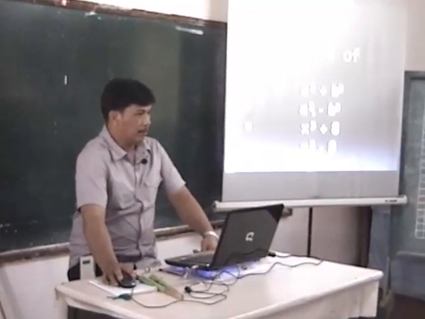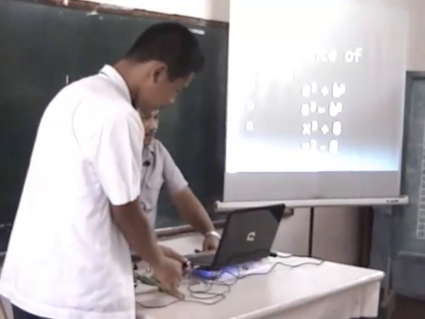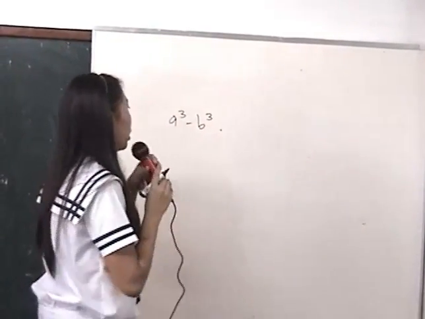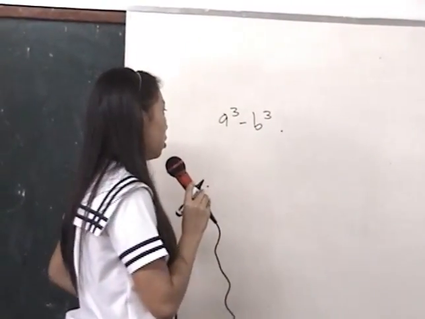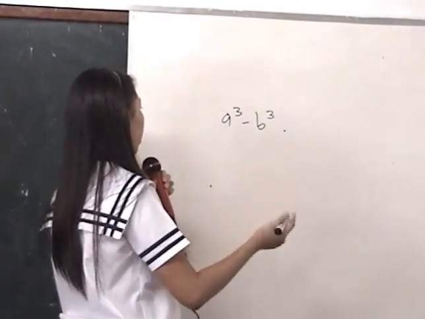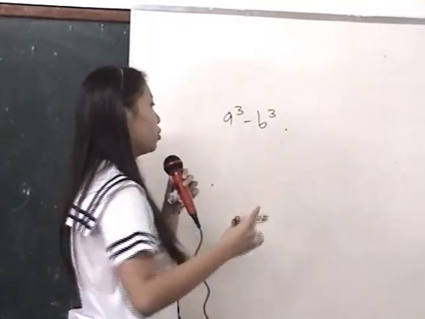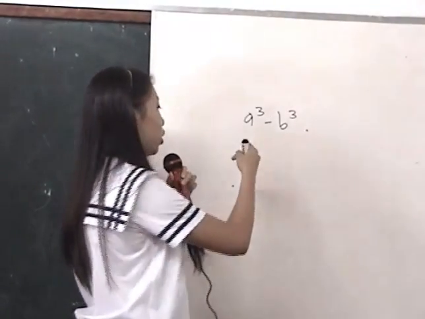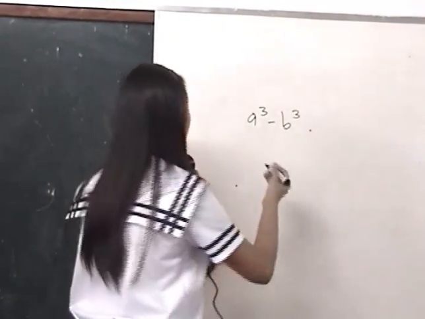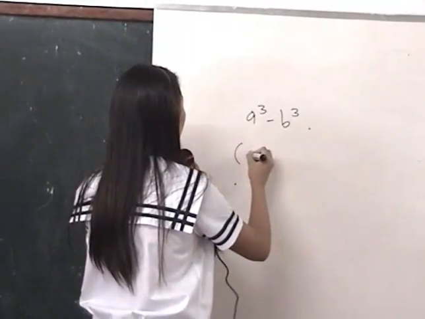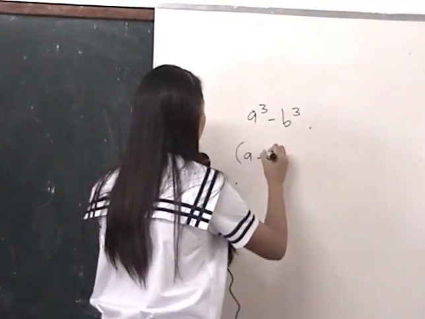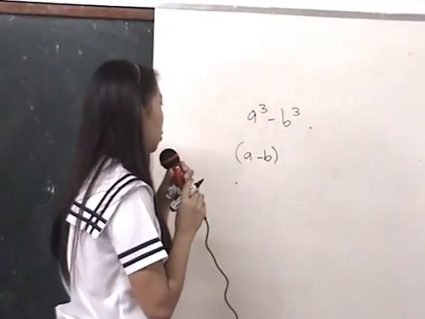Okay, let us try the second example. a cube minus b cube. Melanie. The factors of the difference of cubes have a binomial factor and a trinomial factor. To factor a cube minus b cube, first we get the binomial factor by getting the cube root of the two terms. The cube root of a cube is a, and the cube root of negative b cube is negative b. So the binomial factor is a minus b.